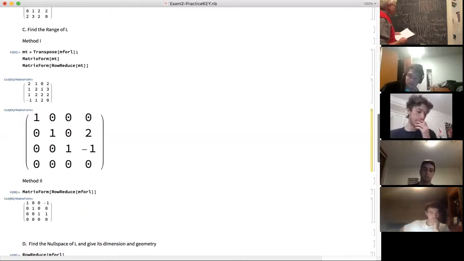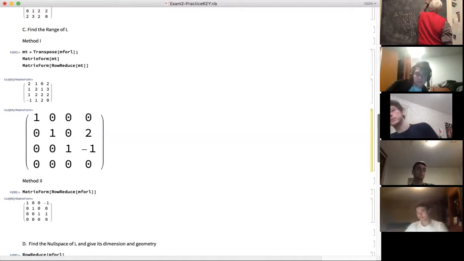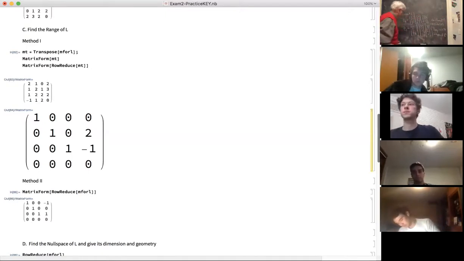Oh, I did say find the range, and I haven't written that down here. So I've found the bases for the range, but I haven't actually found the range yet. I'm going to erase these. I'm going to erase something maybe up here. And I should actually say what the range is. The range will be the span of any of these bases.